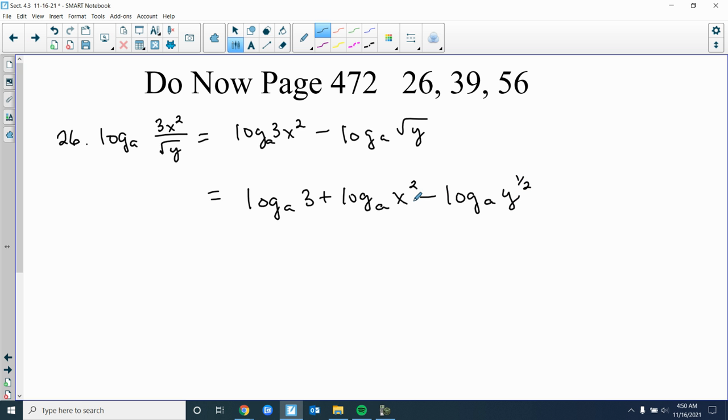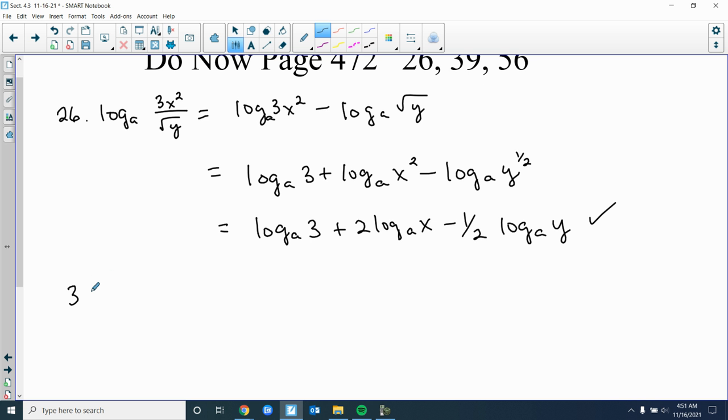Now what I want to do is take those powers and put them out in front as multipliers. So I get log base a of 3 plus 2 times log base a of x minus 1/2 log base a of y. Okay, so square roots, we can't have them when we're going from condensed to expanded form. We have to make those a power and put them out in front. So you'll just have a 3 that we're taking the log of, an x that we're taking the log of, and a y that we're taking the log of. That'll be our final answer for 26.